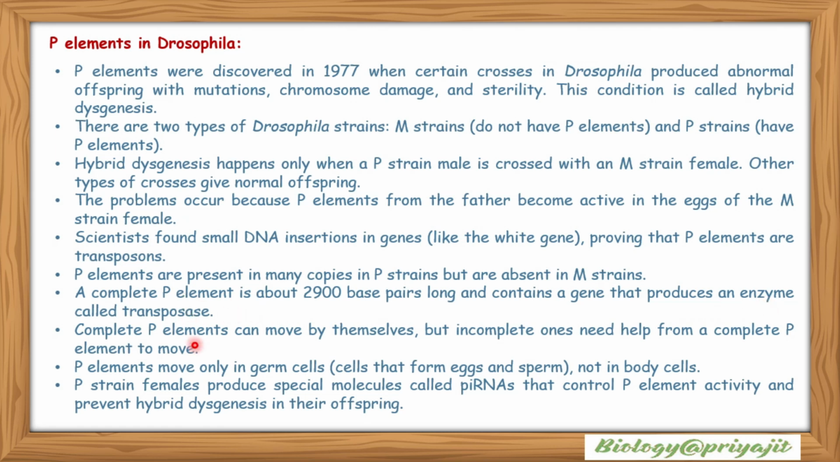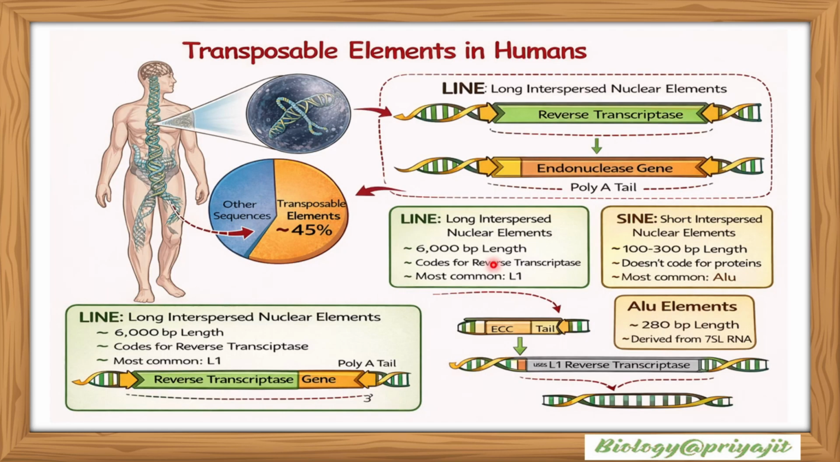like other transposable elements. So complete P elements can move by themselves, but incomplete ones need help from a complete P element to move. P elements move only in germ cells, the cells that form egg and sperm, not in body cells. P strain females produce special molecules like piRNA that control P element activity and prevent hybrid dysgenesis in the offspring. So this is the diagram showing the transposable elements in humans like LINE, SINE, Alu elements, etc.